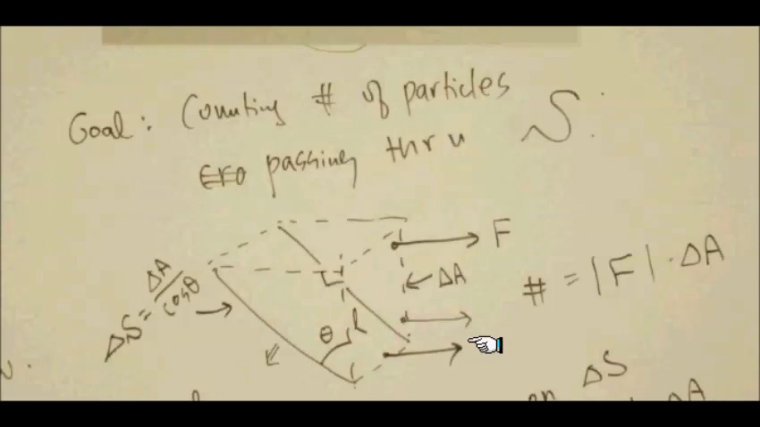We're looking at a very small region, and there's this imaginary plate that is a rectangular shape. It has area delta A, let's say. And let's think about how many particles are going through over 1 second here.